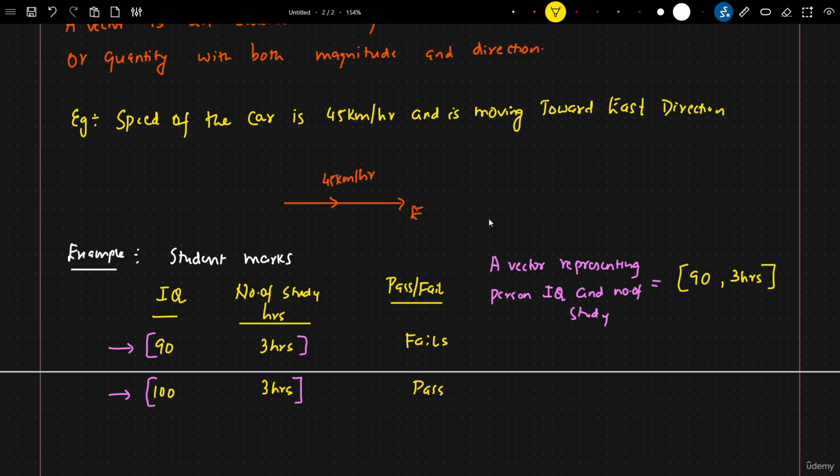Now understand one thing: when I write 3 hours, 3 is the magnitude, hours is the unit, and how this magnitude is basically represented by.